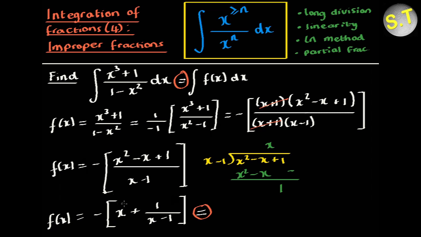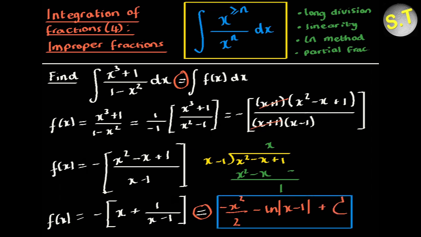So the integral of minus x is going to be minus x squared divided by 2. And exactly the same as the previous example, we can directly apply the natural log method again here. So we have minus the natural log of x minus 1. And since we have an indefinite integral, as always, we need our plus constant of integration. And that's it.